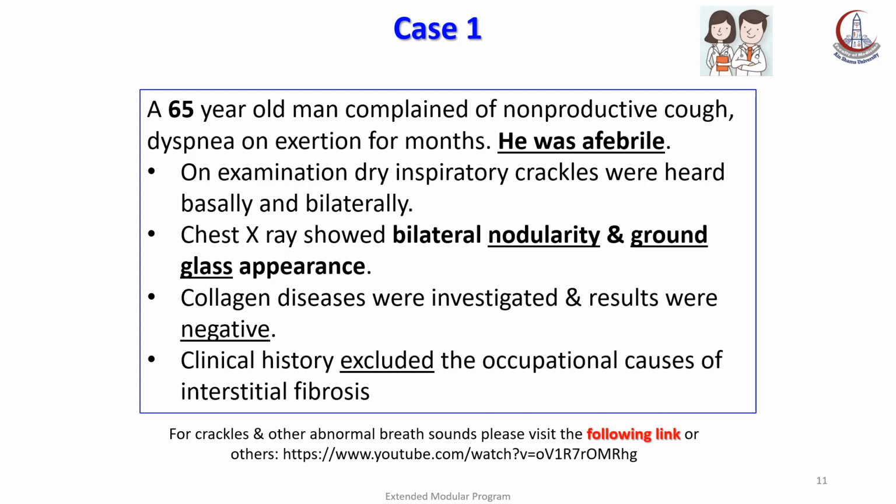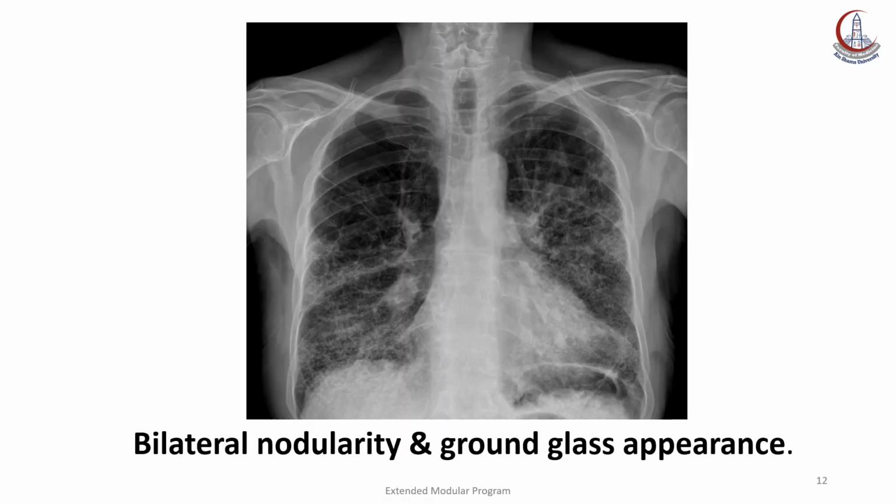So our patient is 65 years old, complaining of non-productive cough and dyspnea on exertion for months. He was also afebrile. On examination, there were dry inspiratory crackles, no secretions heard, and bilateral and basal affection of the lung. X-ray revealed bilateral nodularity and ground glass appearance. No collagen diseases, no occupational causes.